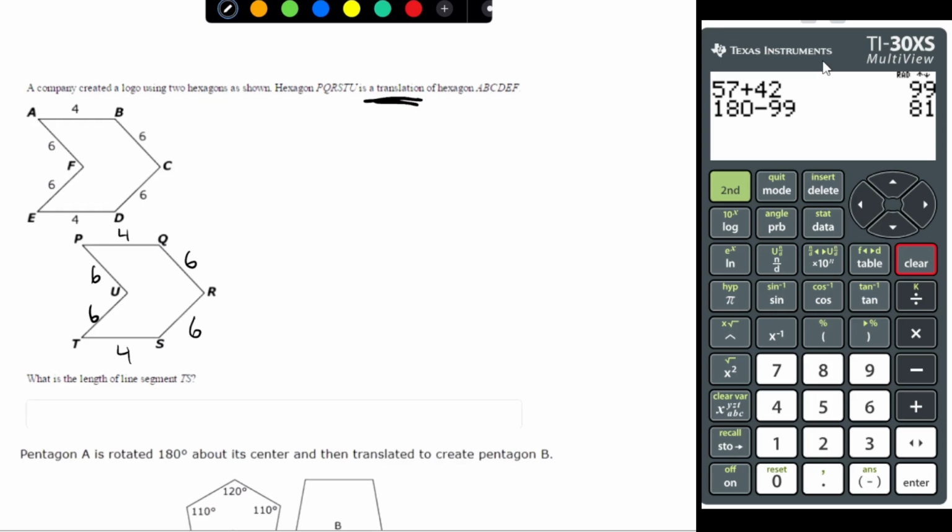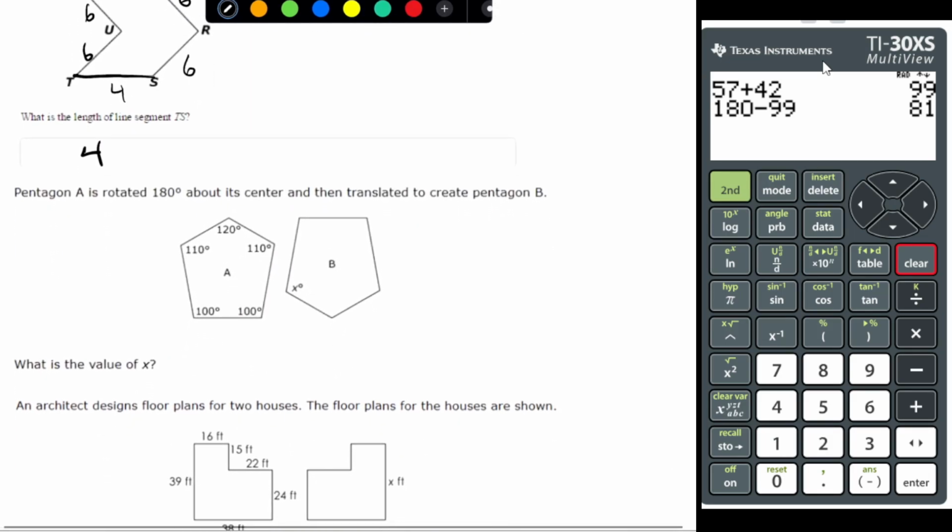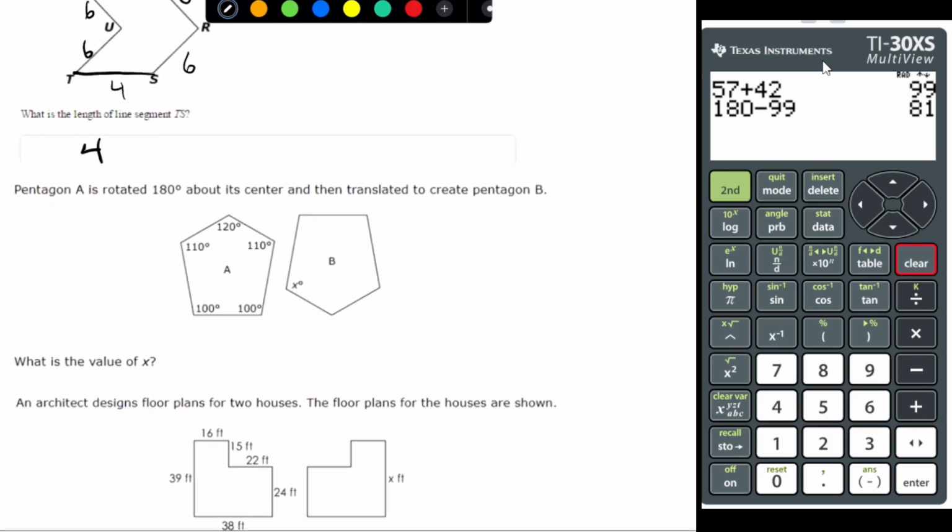So what is the length of line segment TS? TS is down here. It's 4. That's it. Pentagon A is rotated 180 degrees about its center and then translated to create pentagon B. What is the value of X?